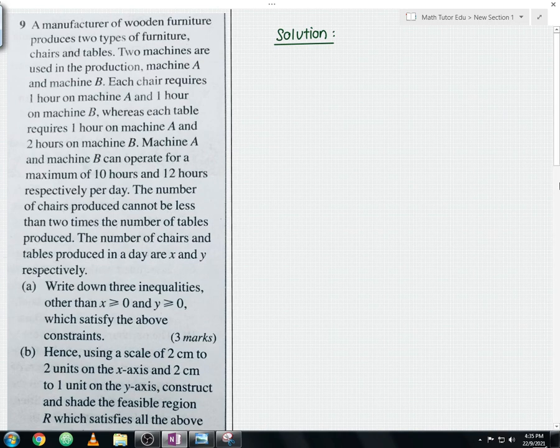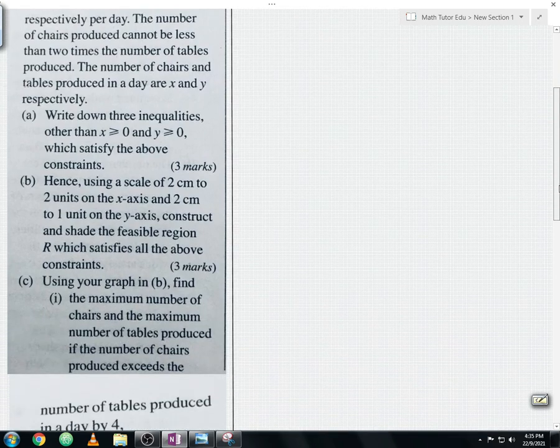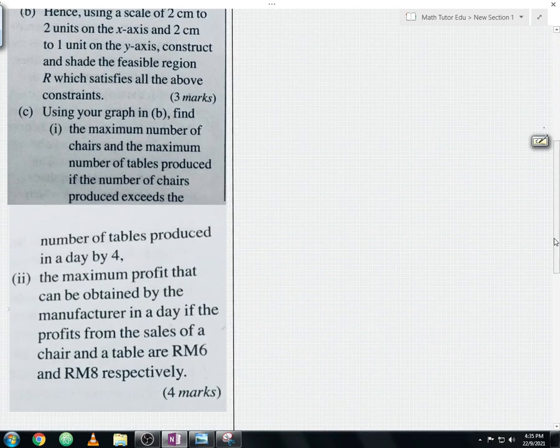For the question part B, hence use a scale of 2 cm to 2 units on the x-axis and 2 cm to 1 unit on the y-axis. Construct and shade the feasible region R which satisfy all the above constraints. Okay, so from here let me read the question part C. Using your graph in question part B, find the maximum number of chairs and the maximum number of tables produced if the number of chairs produced exceeds the number of tables produced in a day by 4.